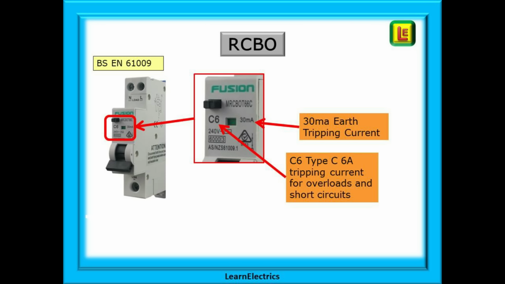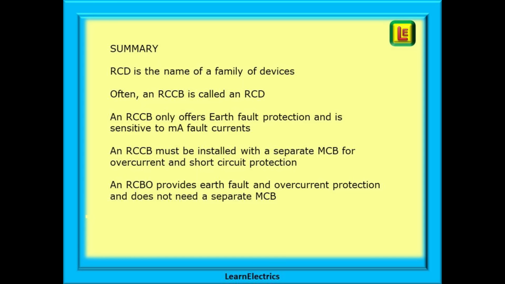This RCBO will trip when the line current exceeds 6 amps by a set amount, even if the neutral is the same value. And it will also trip if the line and neutral difference is 30 milliamps or more, an earth fault. So, in summary, the term RCD is the name of a family of devices. Often, an RCCB is called an RCD, and this is just one of those things that we have to become familiar with. If you said RCD to me, I would assume you meant an RCCB.